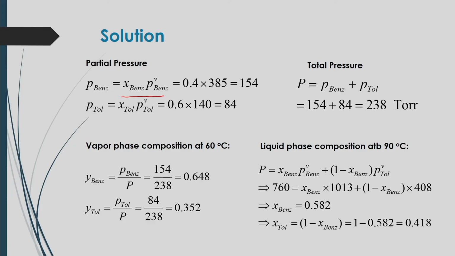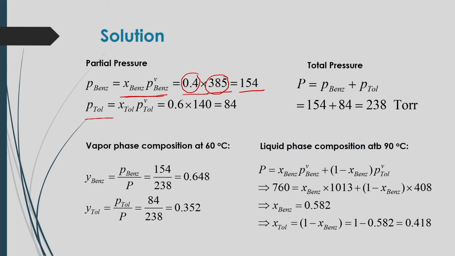So, partial pressure of benzene will be equal to mole fraction of benzene times vapor pressure of benzene, that will be 0.4 into 385. What is that 0.4? It is given that 40% of benzene will be in the mixture, and vapor pressure of benzene is given as 385. So, if you substitute this value and multiply it, you will get 154 torr for benzene.